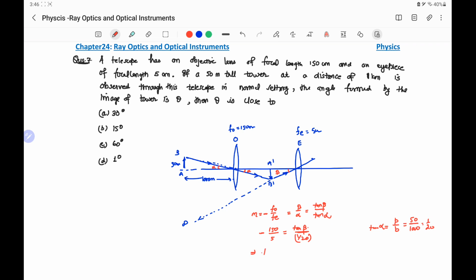This implies that 10 beta is equal to minus 150 by 5 into 1/20. Further simplifying, this 5 gets cancelled, so it is 30. So it is minus 30 by 20. 0 and 0 get cancelled, so it is minus 1.5. This minus sign is for the inversion of the image, so we can ignore it here, and this 10 beta will be equal to 1.5, and beta will be approximately equal to 56.3 degree. Hence the nearest answer is option C.